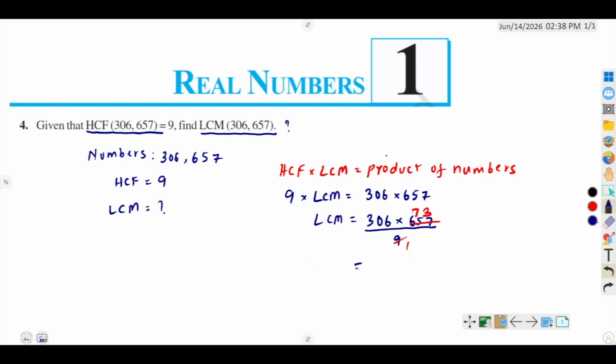Let's multiply 306 times 73. So that will be our LCM. If you multiply, you should get 22,338. This is the required LCM, okay? So let's jump to another problem, number 5.